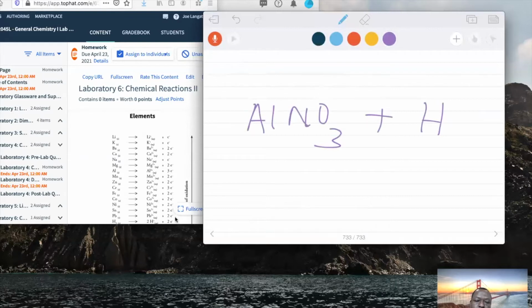Is there any question on using the activity series? Margaret, I don't think you'll need to derive the net ionic equation, but nevertheless, you should have the skills to balance the equation.